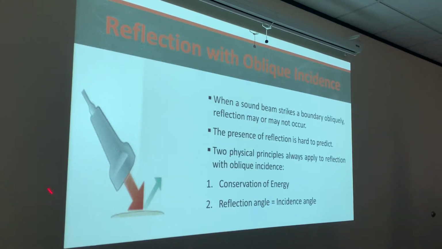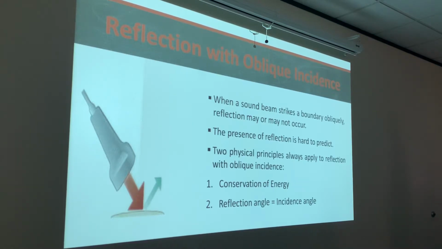Okay? So if we're hitting something obliquely like this, what kind of reflection is this, guys? What kind of reflection? Not incidence. Reflection, not incidence. What are two reflections, guys? Specular and diffuse, right? Look at this boundary. What's up with this boundary? Isn't that smooth? Yes. So that's specular. What kind is that?